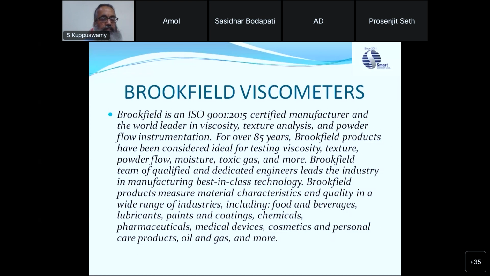Brookfield is a leading manufacturer of viscometers, texture analyzers, powder flow instrumentation, and they have been in this market for over 85 years. They have qualified and dedicated engineers throughout the world, including India. The Brookfield products measure material characteristics and quality in a wide range of industries like food, beverages, lubricants, paint, coatings, chemicals, pharma and cosmetics, personal care, oil, natural gas, and more.